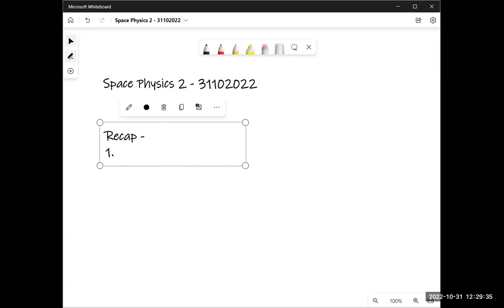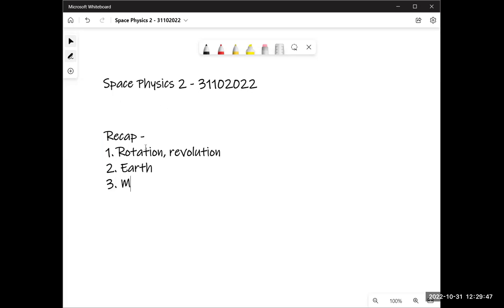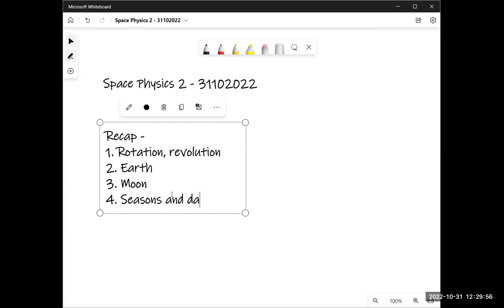Sir, we discussed rotation, revolution, phases of the moon, and some facts about the moon and the sun. All right, so we looked at Earth, we looked at Moon, and we looked at rotation, revolution. We looked at seasons and day cycle. That's what we did. I mean, I remember.